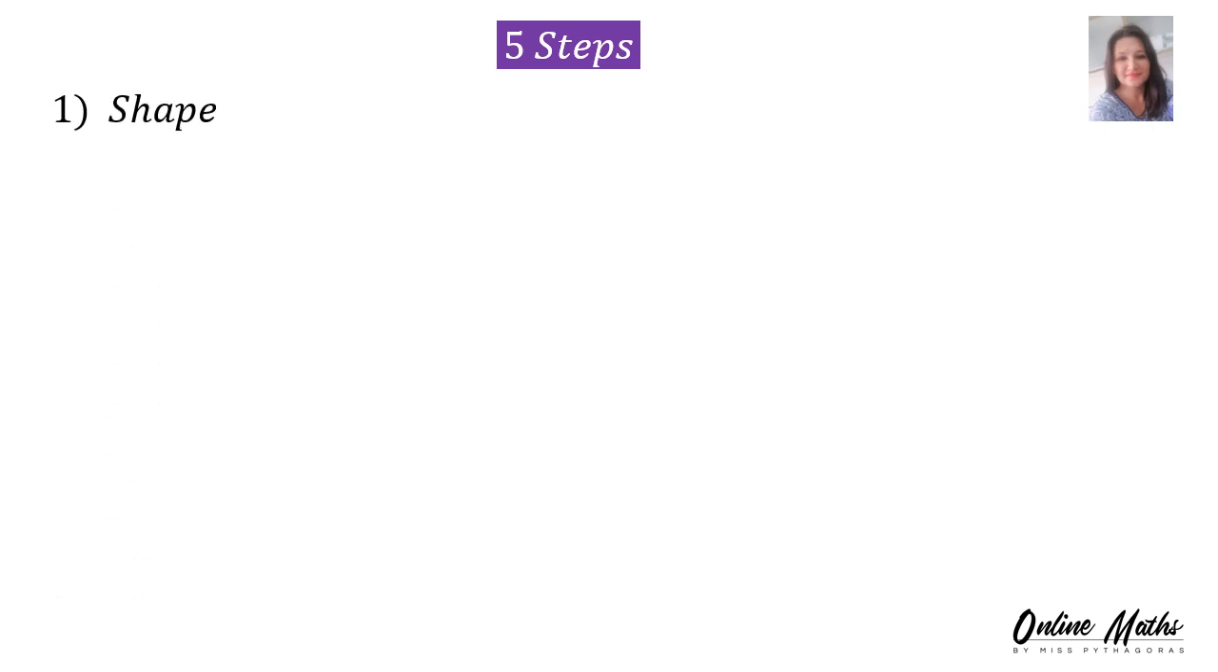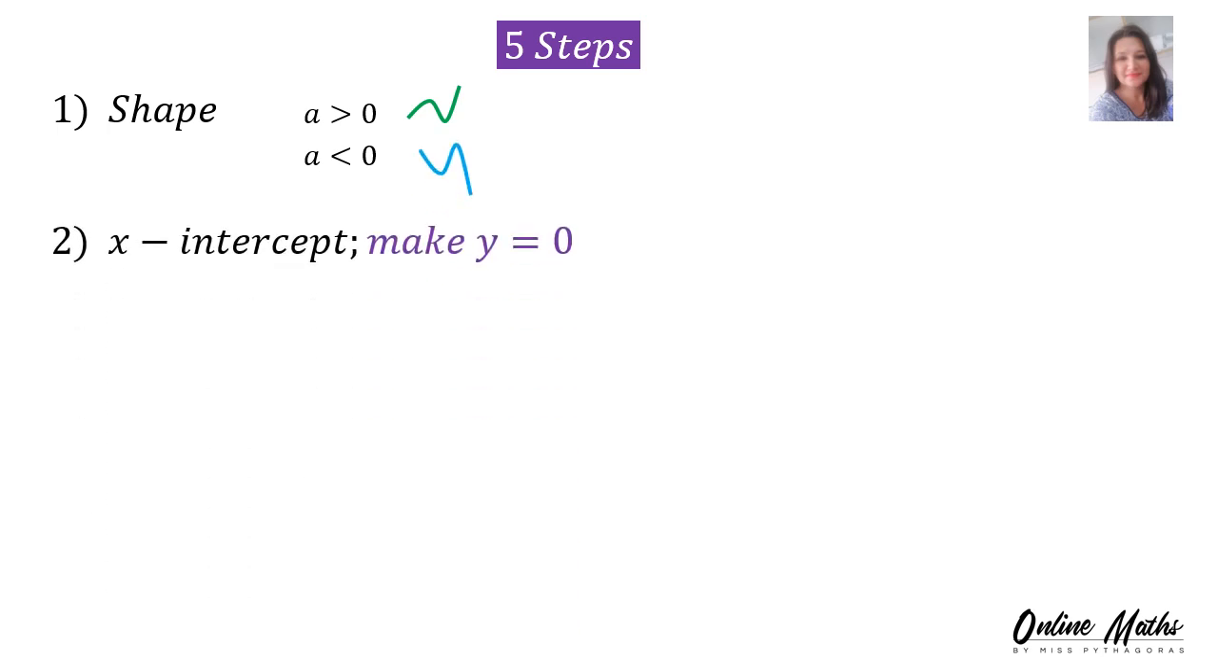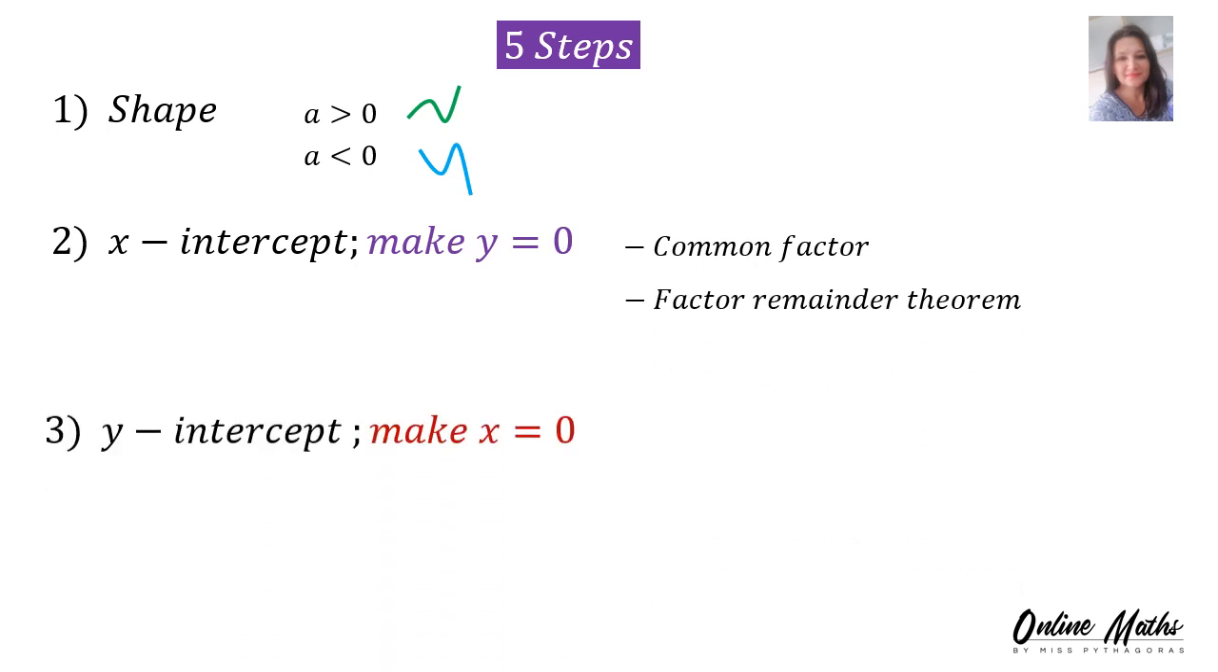Step 1. We will look at the shape, and the shape is determined by A's sign. When A is greater than 0, you have an ascending graph. When A is negative or smaller than 0, a descending graph. The second step will be to find the x-intercept by making y 0. And there you will either take out a common factor or you will use the factor remainder theorem to factorize.